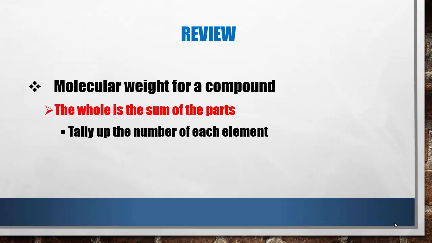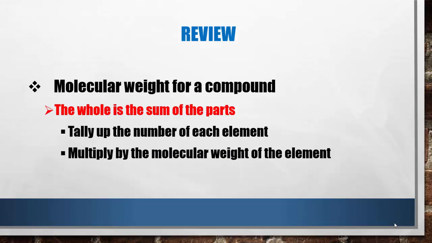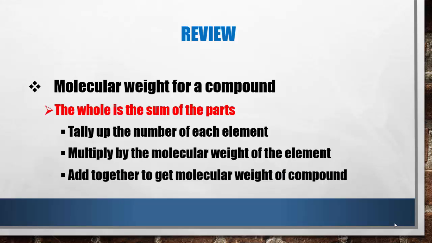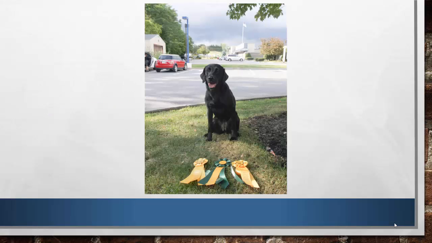To get the molecular weight for a compound, the whole is the sum of the parts. Tally up the number of each element. Multiply each element by its molar mass. Add the parts together to get the molecular weight of the compound. We do have one more video left in this series, and that's going to be how to do molar conversions with compounds.